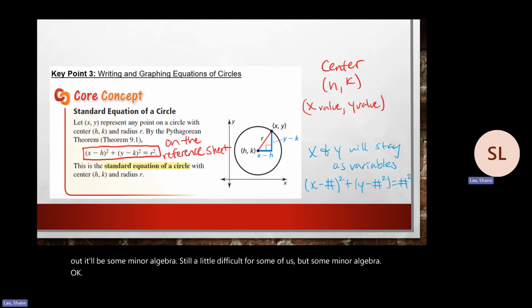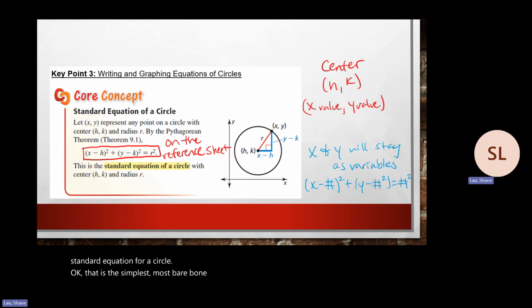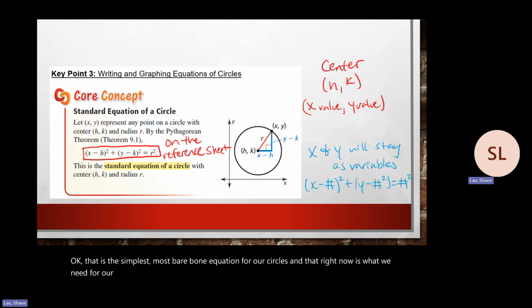On this key point, that box right there is on the reference sheet. It is your equation, the standard equation for a circle. That is the simplest, most bare bone equation for our circles. And that right now is what we need for our quiz. We're going to need that for our other quiz. We're going to need that for any future exit tickets. Yeah, we plan to do.